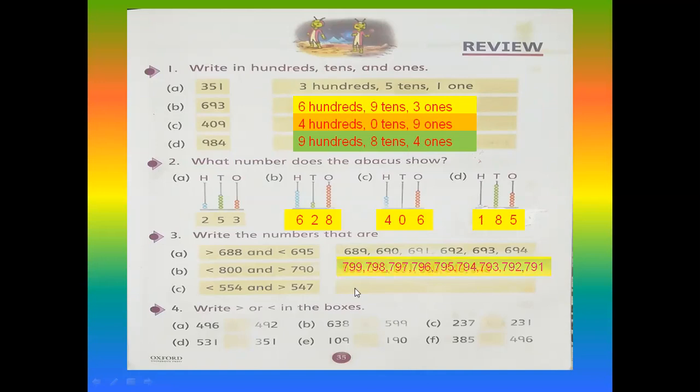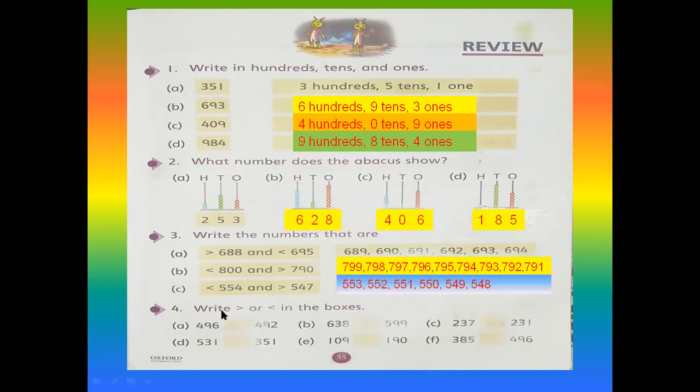Okay, look at this one, 553. This is less than 554. Then 552, 551, 550, 549, and 548. Okay, it is saying greater than 547, so it is the greater. Okay, so it is very easy, but you have to understand the question, what he is saying.